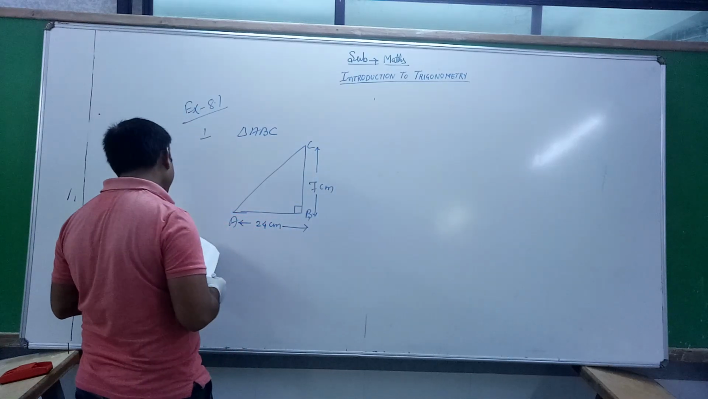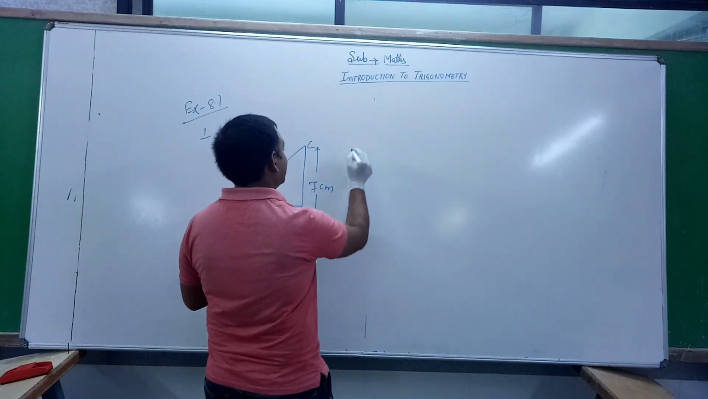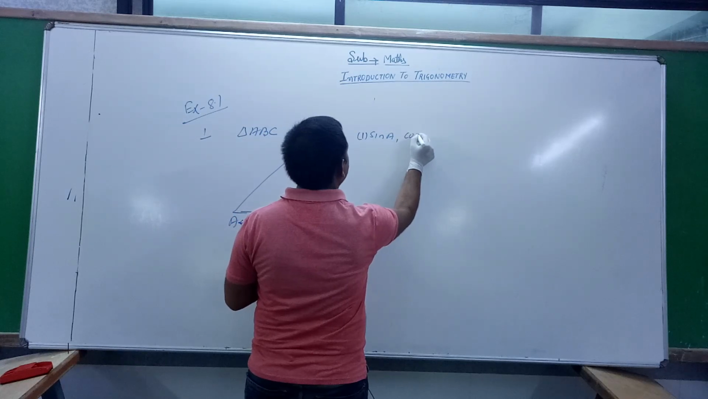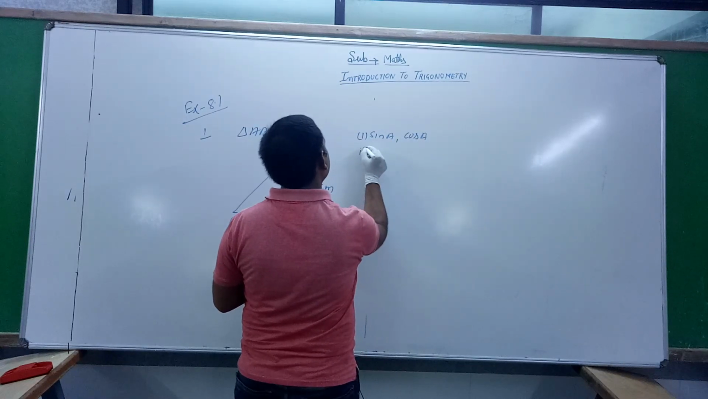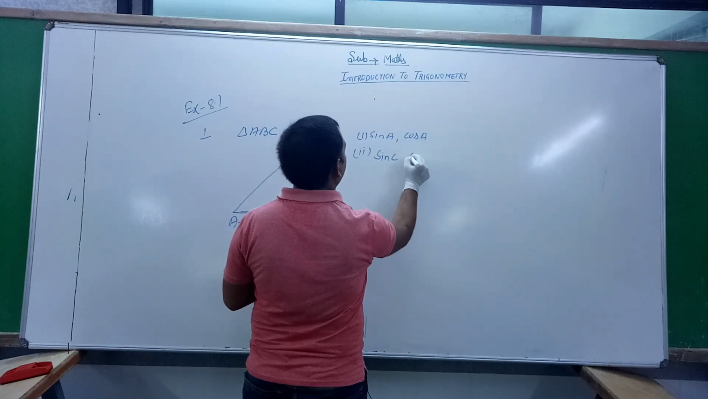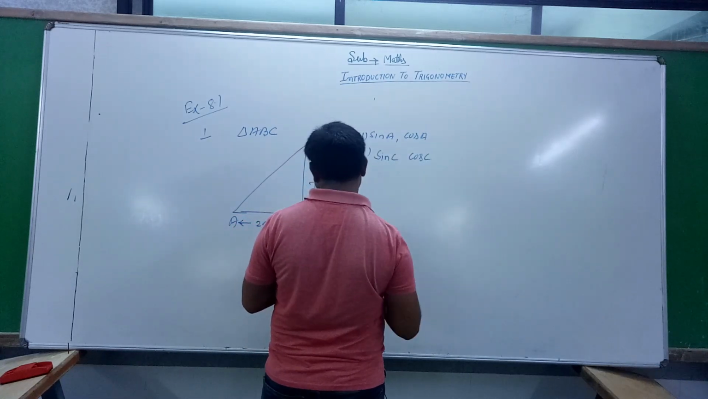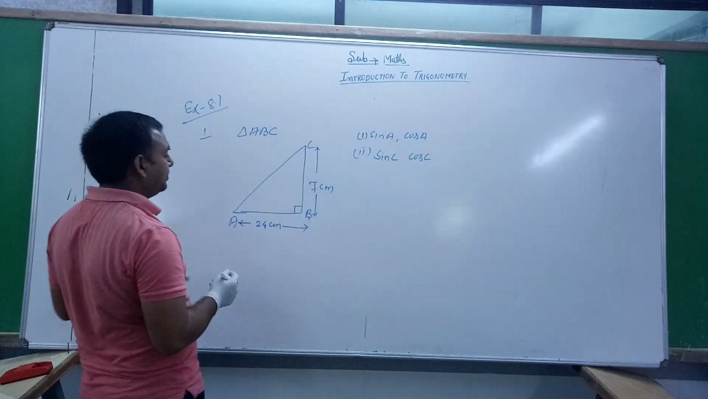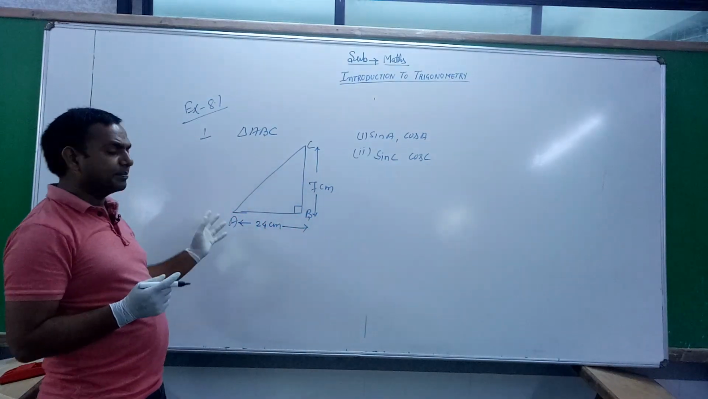Then determine sine A and cos A. First is sine A and cos A. Second question is sine C and cos C. Okay. First you apply the Pythagoras theorem here because it is a right angle triangle at point B.